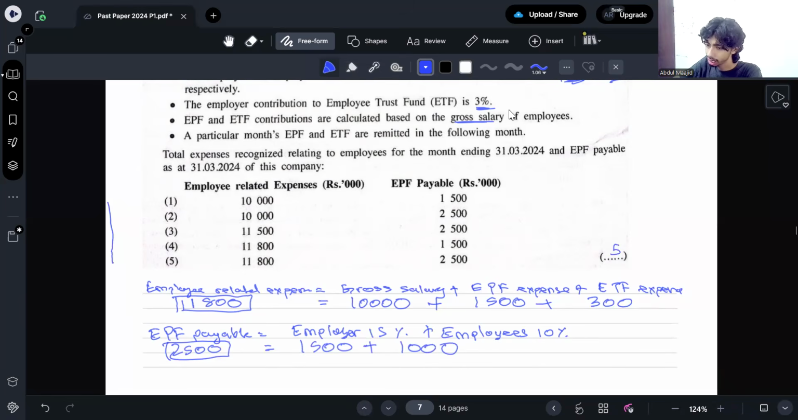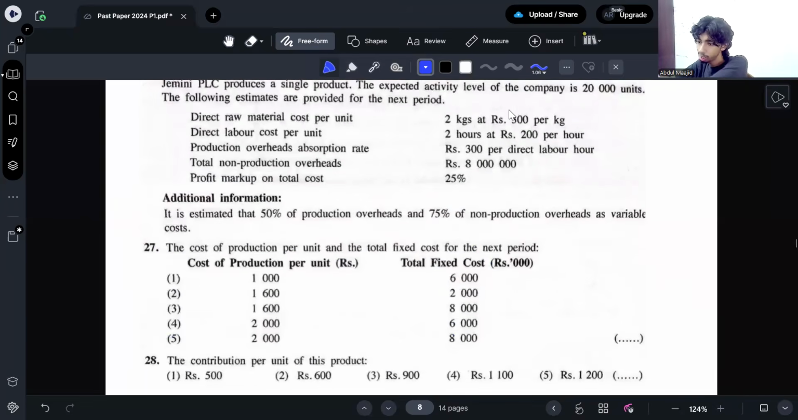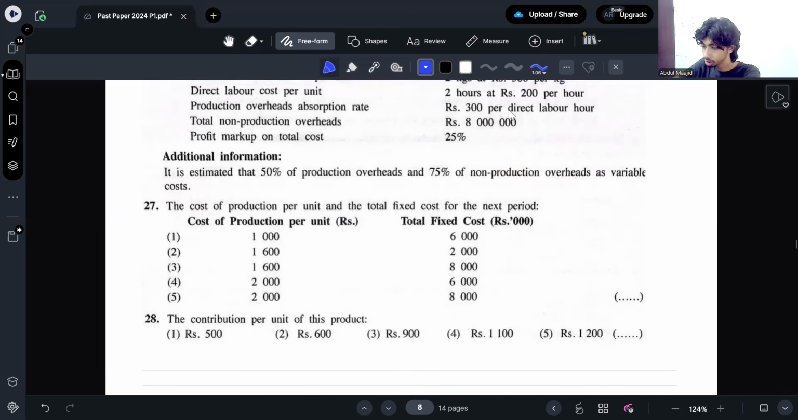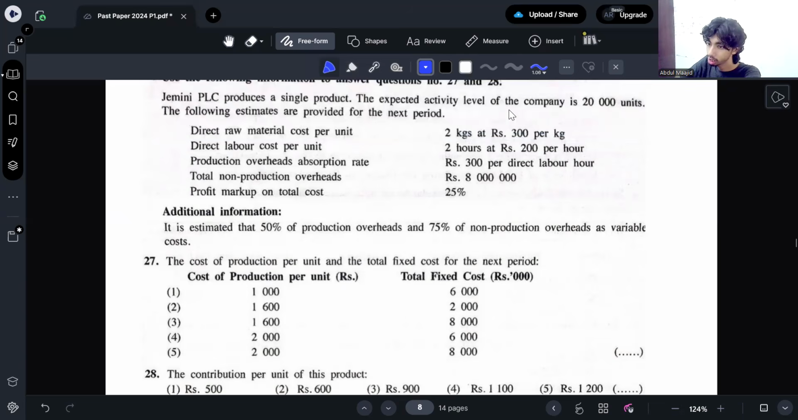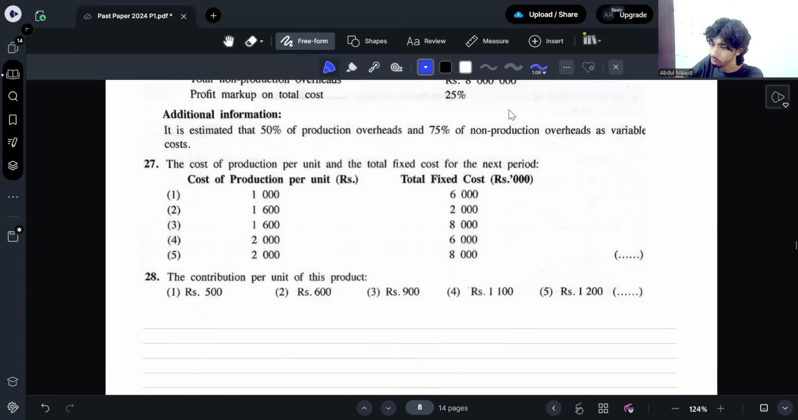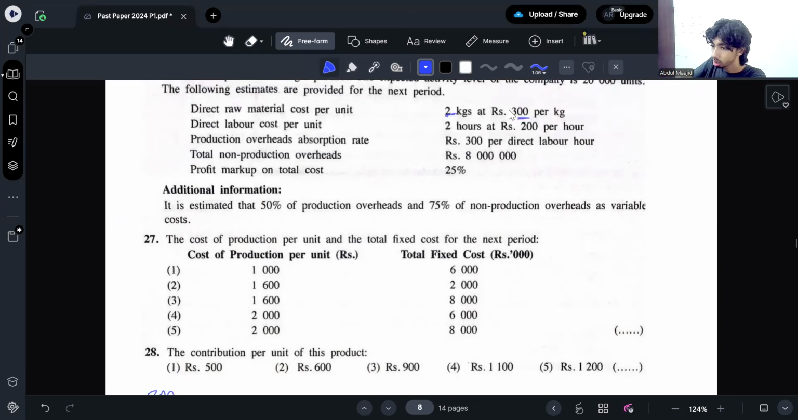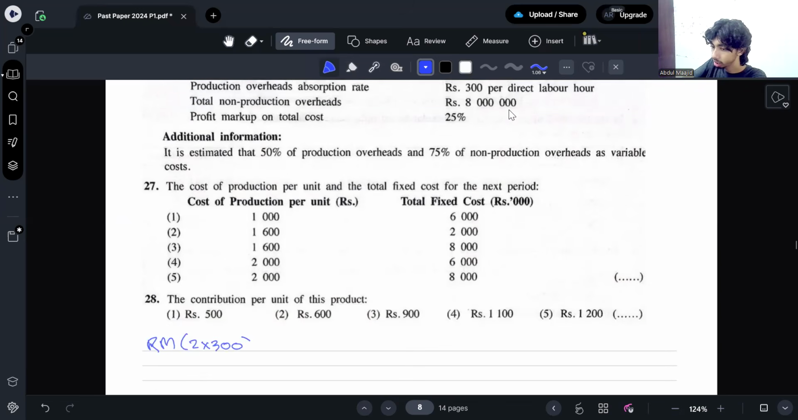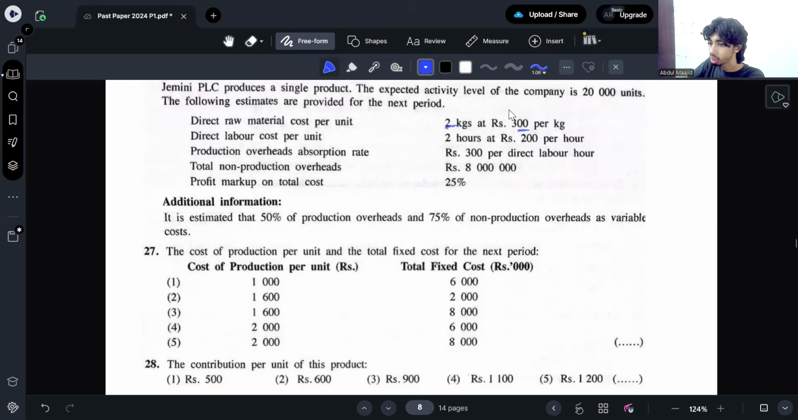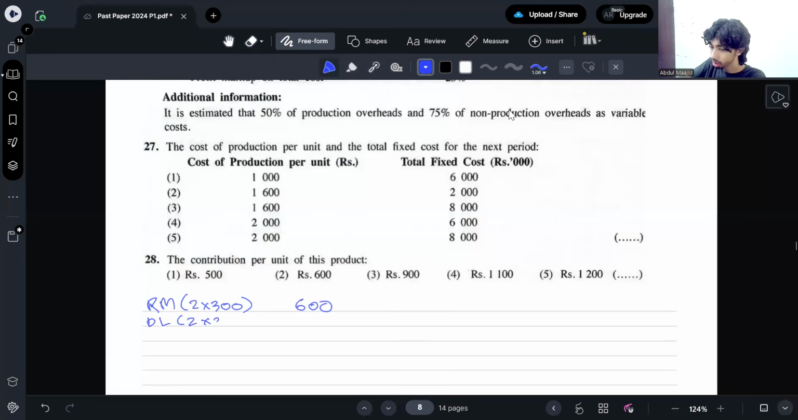Okay, then 26. The cost of production per unit, total fixed cost for the next period, and the contribution per unit. Okay, cost of production per unit. Direct raw material cost per unit: 2 kilograms into 300 per kilogram, that will be 600. Then direct labor: 2 hours into 200, that is 400. That will give you your prime cost as 1,000.